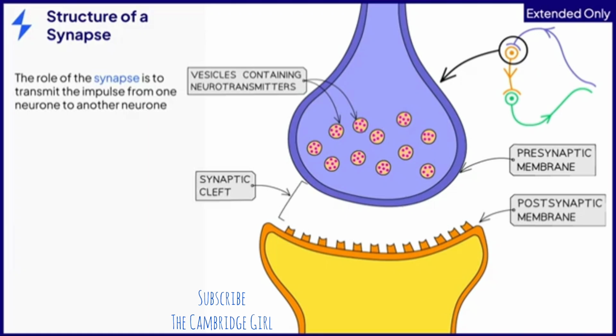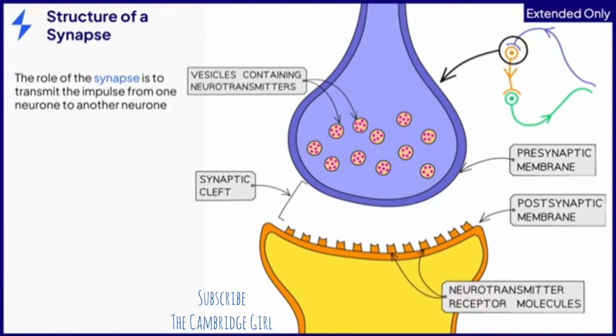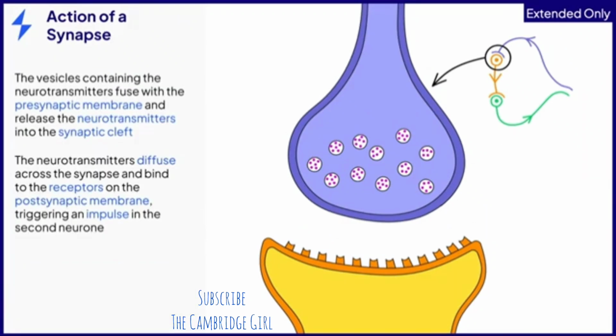The yellow neuron is the relay neuron, and the end is covered in receptor proteins that can bind to neurotransmitters in a similar way to how enzymes and substrates bind in the lock and key model. This allows the transmission of the impulse to be unidirectional. It can't go backwards. The way that the synapse works is that the electrical impulse travels along neuron 1.